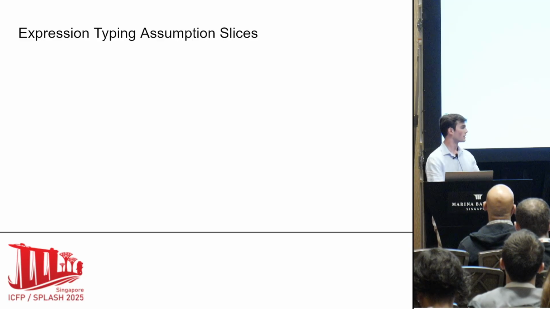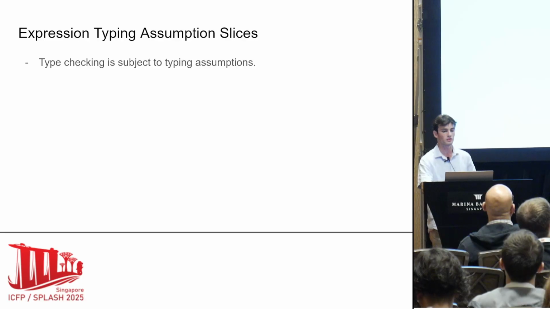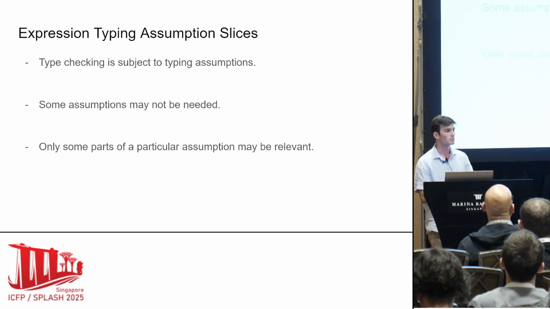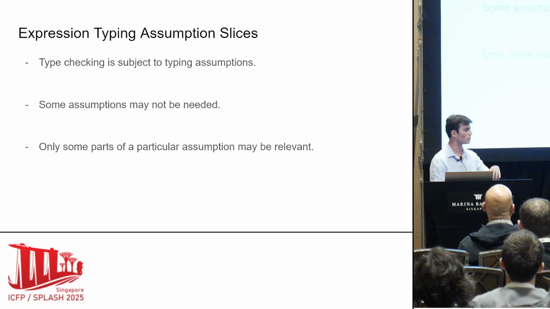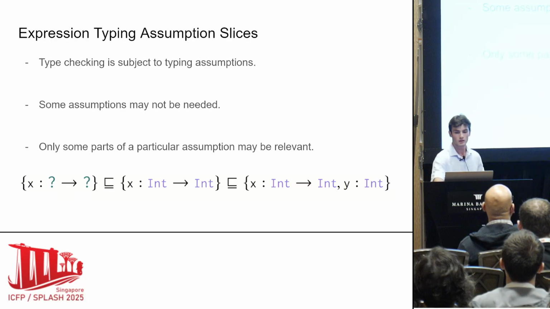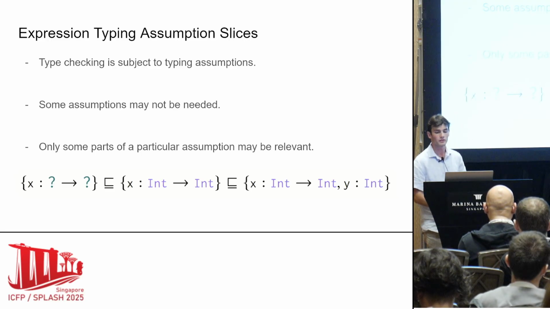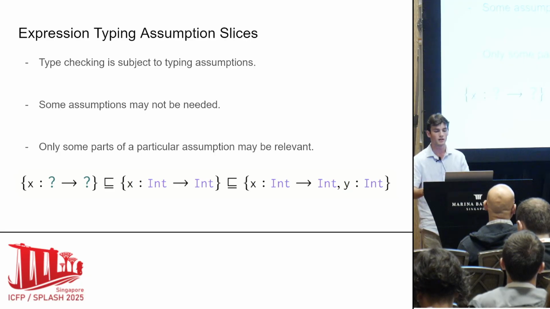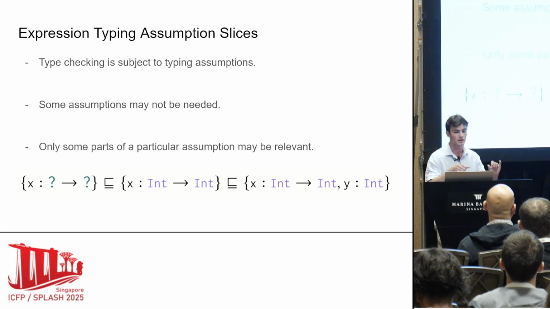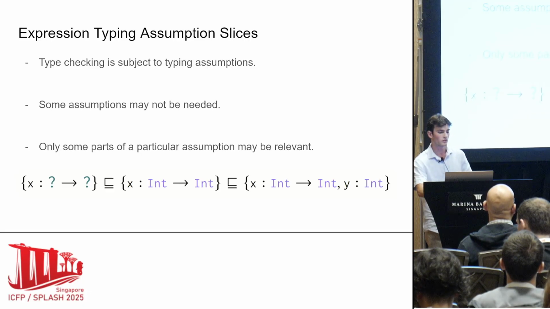So then when you type something, you also use the typing assumptions, and we want to find the minimum typing assumptions that we can use to type something, and also maybe only part of the typing assumption is useful for what we're looking at. So we can also form a precision relation on this as well. So assuming x and y is more precise than assuming just x, which is more precise than assuming a less precise type, like just regular function versus integer functions.